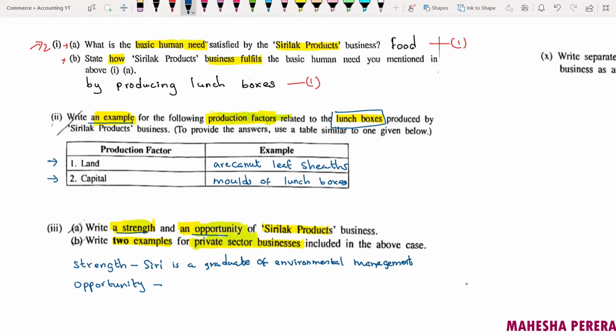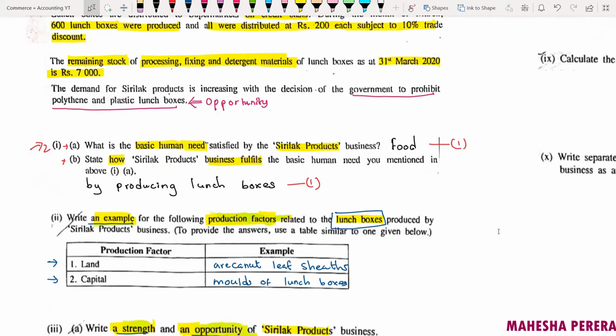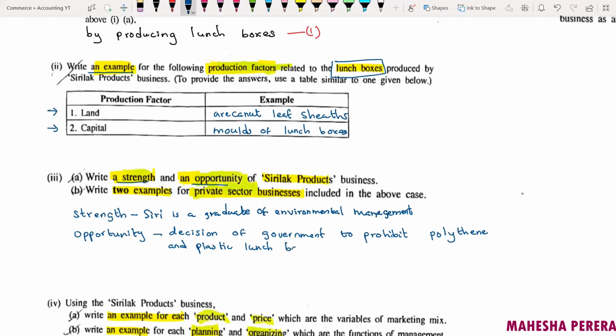And what's the opportunity? We found out this opportunity: the government is to prohibit polythene and plastic lunch boxes. Okay, let's write the exact words, right? Or you can start writing from the word decision. Decision of the government to prohibit polythene and plastic lunch boxes. So this is the answer for Roman figure 3A.